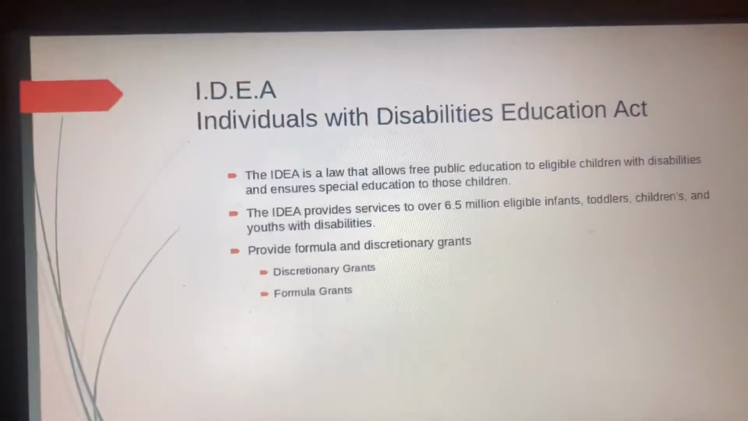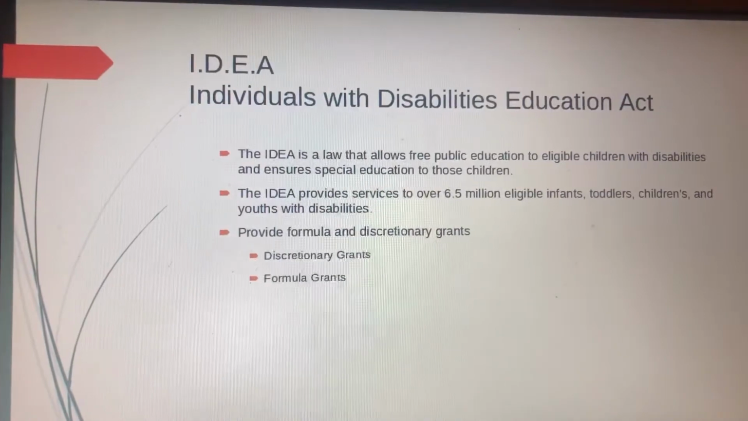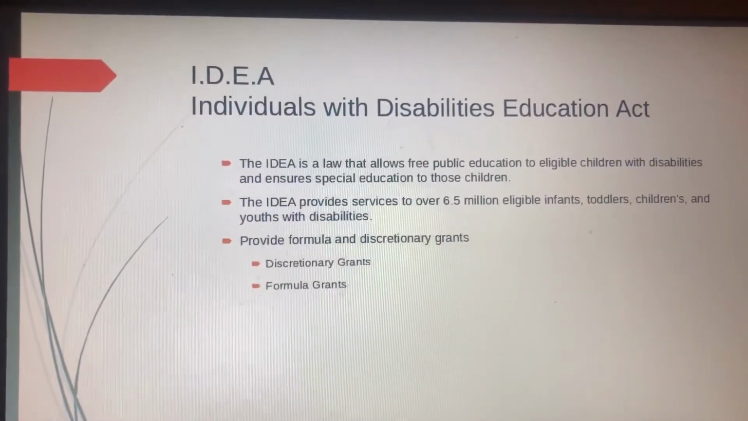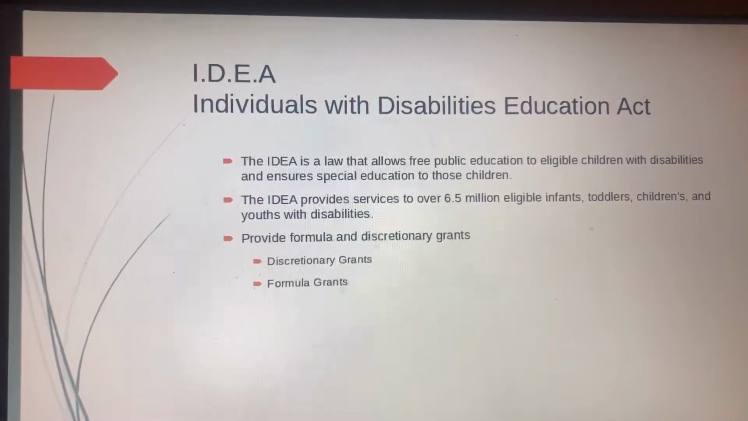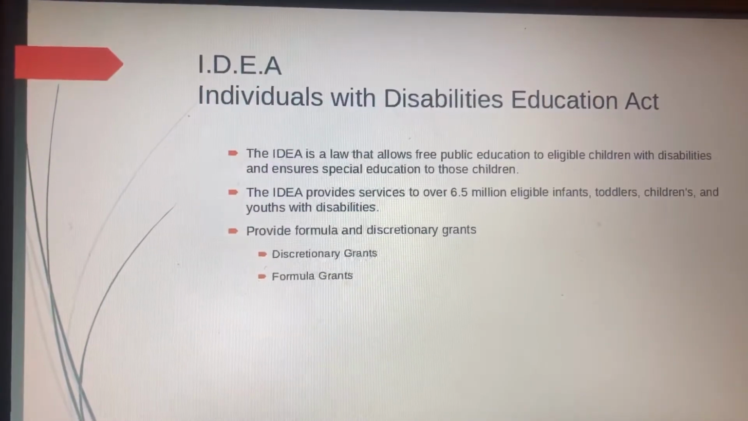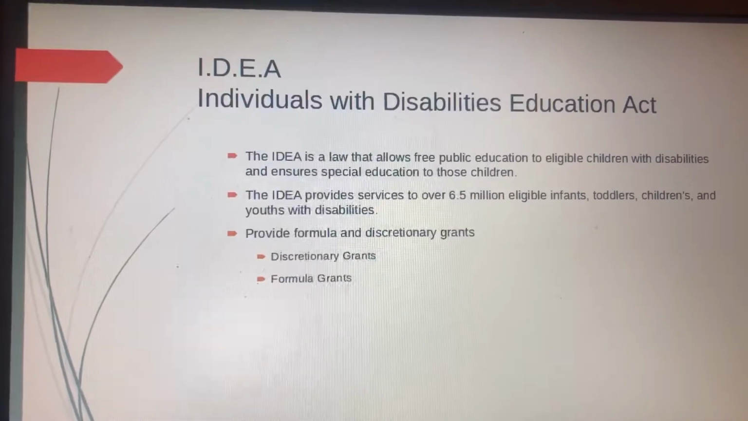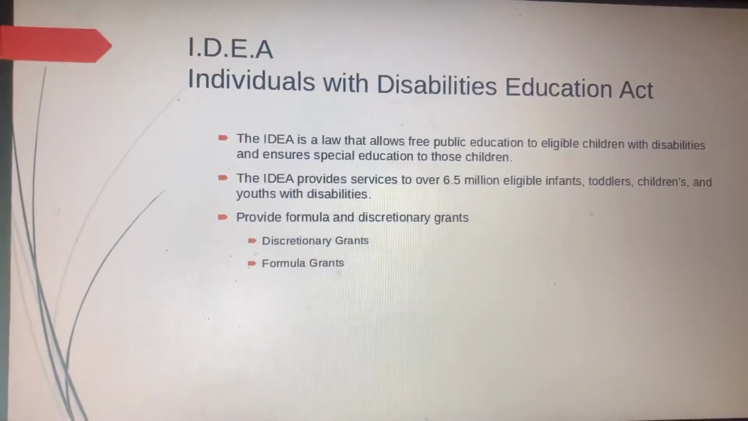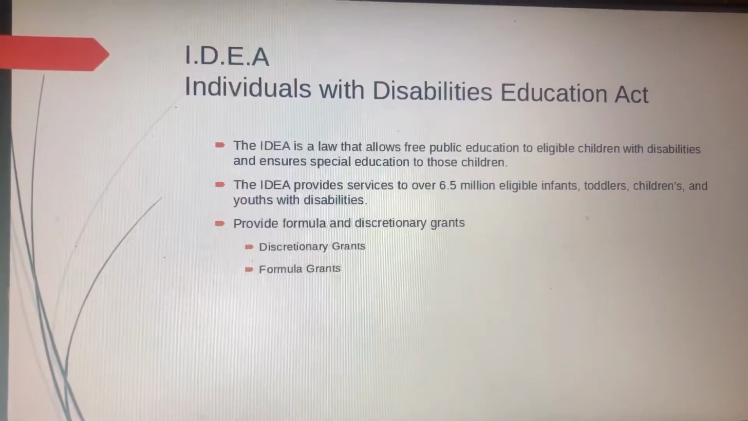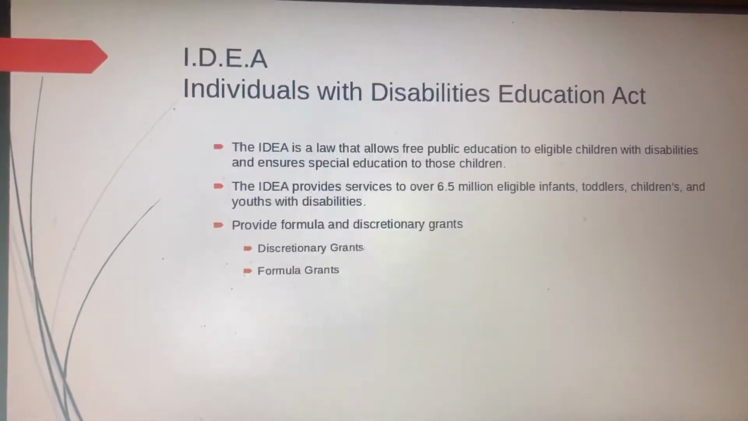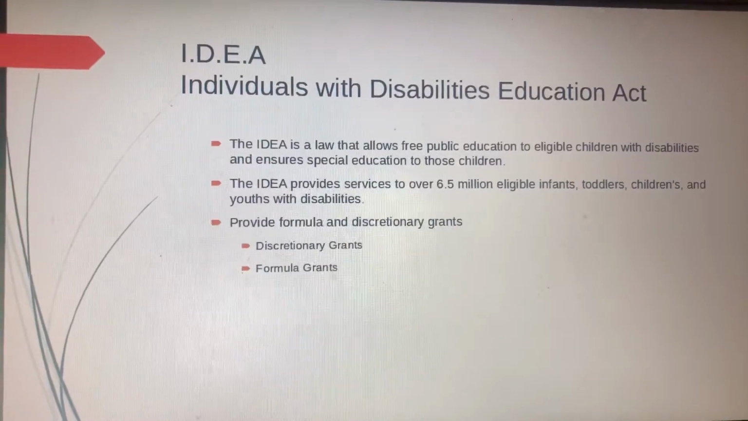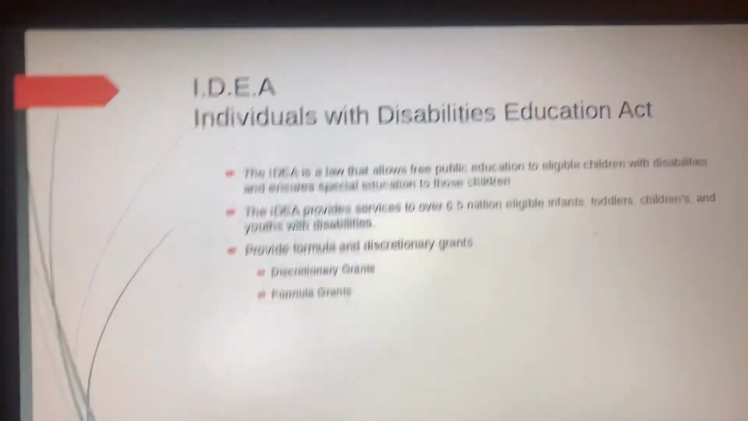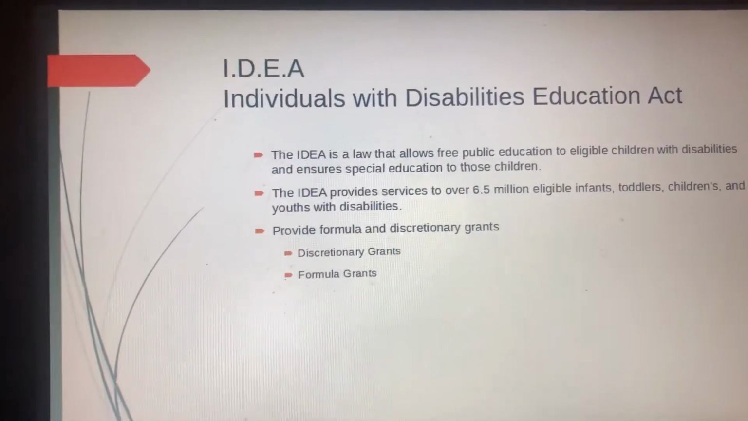So the IDEA, again, is the Individuals with Disabilities Education Act. It is a law that allows free public education to eligible children with disabilities and ensures special education to those children. It provides services to over 6.5 million eligible infants, toddlers, children, and youths with disabilities. And then they provide formula and discretionary grants to those children with disabilities.